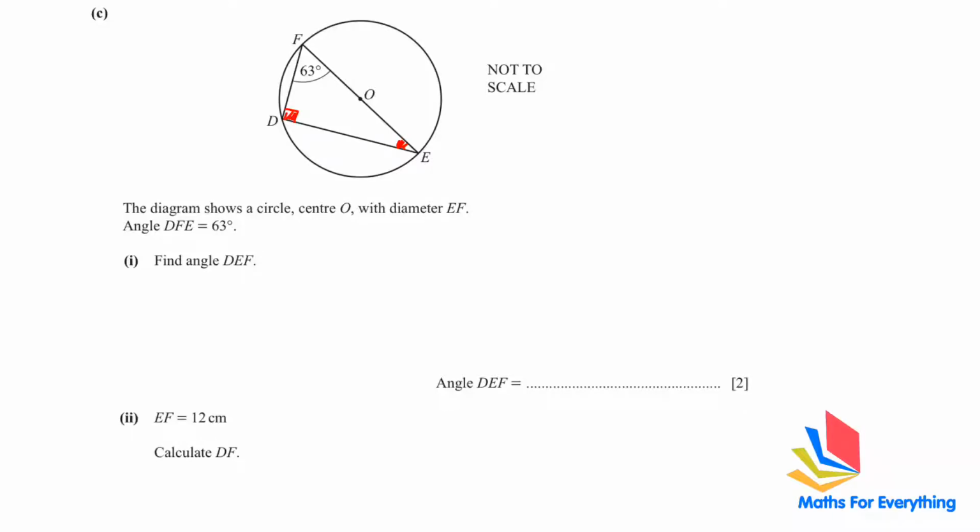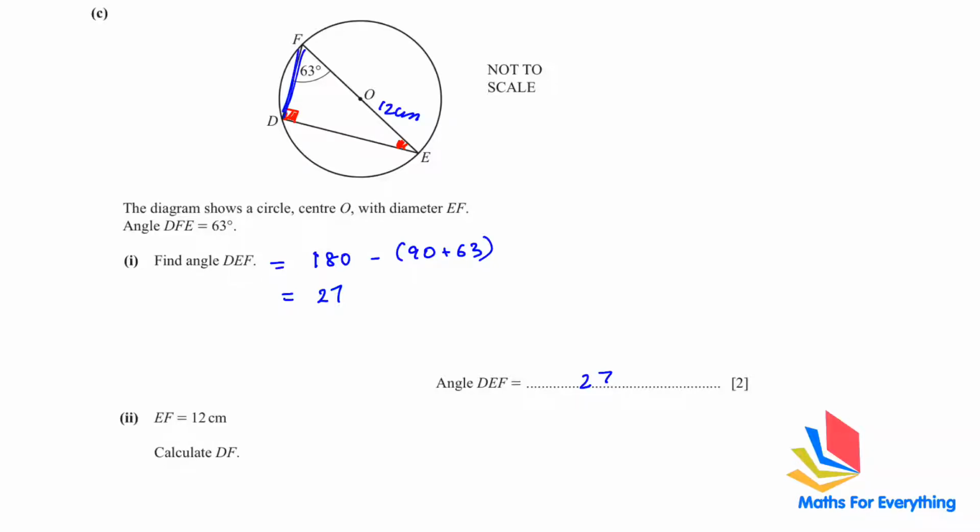This angle FDE is equal to 90 degrees because angles in a semicircle equal 90 degrees, or the angle opposite the diameter is equal to 90 degrees. Therefore, angle DEF will equal 180, because the sum total of all three angles is 180, minus 90 plus 63, which is 27. So angle DEF is 27. EF is equal to 12 centimeters. This is 12 centimeters. And find DF.